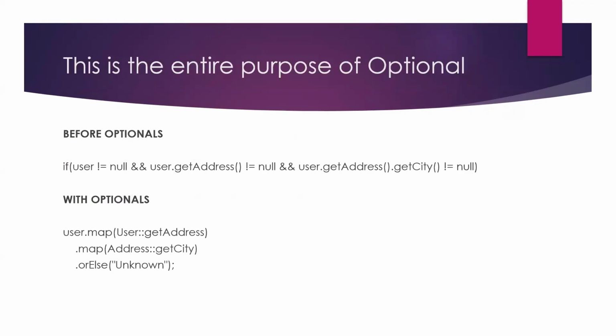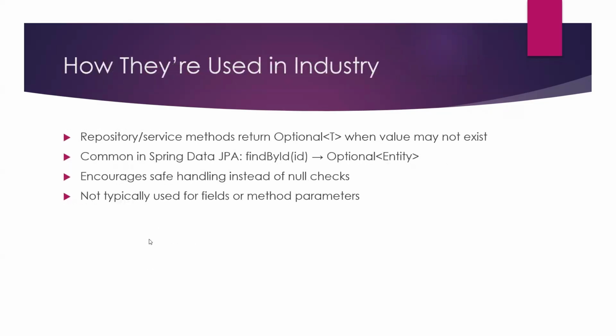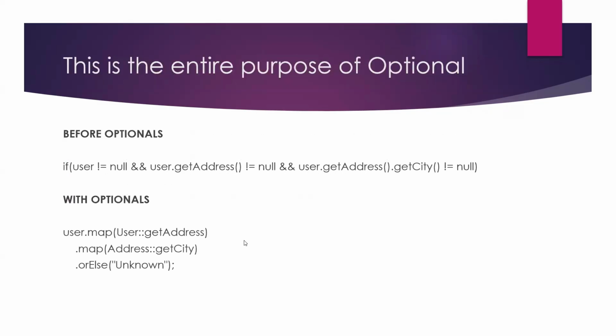Before we had optionals, we had to do all these null checks. So we had to check if the user was null. We had to check if user.getAddress was null. We had to check if user.getAddress.getCity was null. But with optionals, we can chain different methods in order to check for null pointer exceptions. So we go from this to something like this. And you'll see as we go through the presentation.